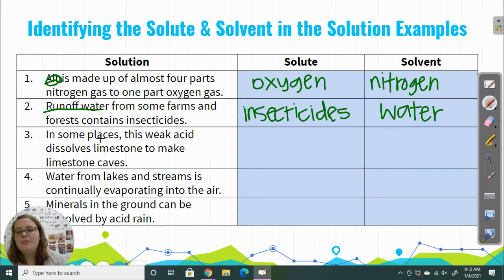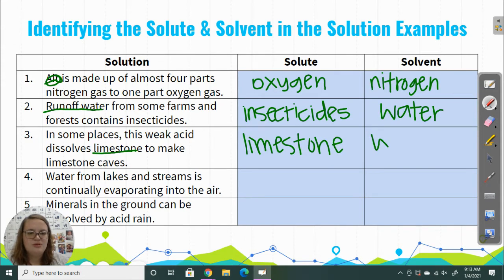All right, it says in some places this weak acid dissolves limestone to make limestone caves. So we're looking at dissolved limestone. What's being dissolved? That would be limestone. So what's being dissolved is my solute. It doesn't tell us what type of acid, but it's some sort of weak acid, and that's going to be our solvent because that's what's doing the dissolving. So we're going to say it's a weak acid.